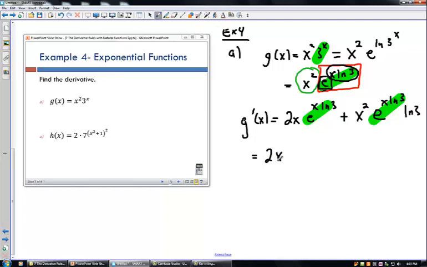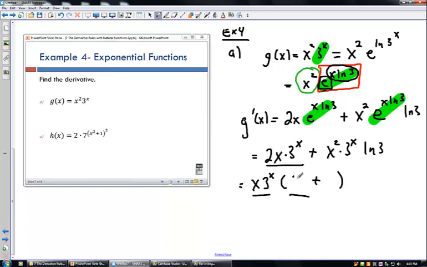So I have 2x times 3 to the x plus x squared times 3 to the x ln of 3. I'll factor out what they have in common. So they have an x in common and a 3 to the x in common. And so it's all times something plus all times something there. What goes here times this gives me that, and that's just the number 2. And then what goes here times that gives me this, so I'm going to need an extra x, and it looks like an ln of 3.